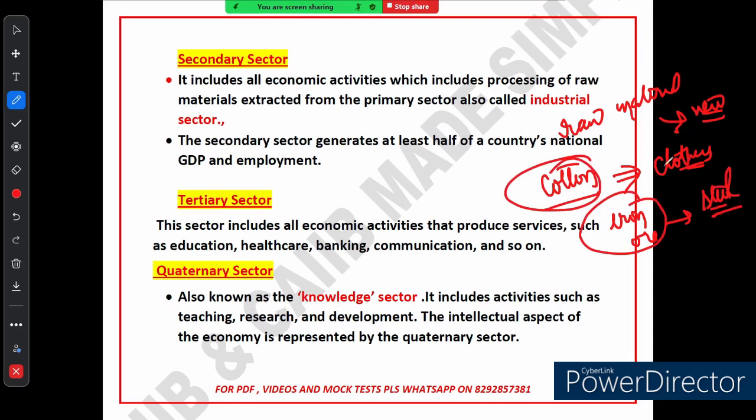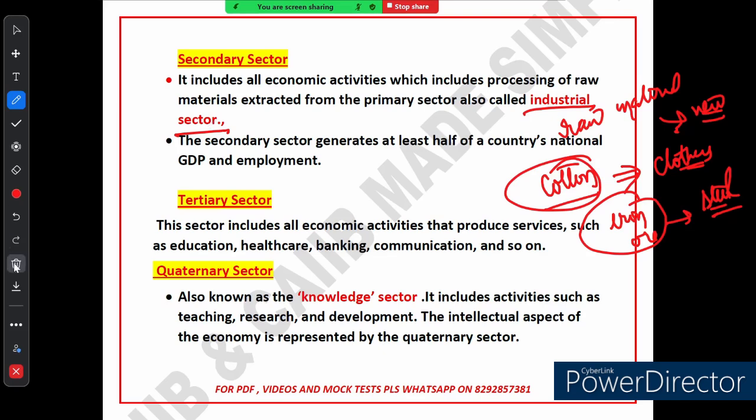This process of turning raw material into finished goods is what we call industrial activity. You might have seen the word industrial sector written. So the conversion of raw material into finished goods is called industrial activity. And the secondary sector is very crucial, so let me show you its importance. First, we have understood what the secondary sector is all about: converting raw material into finished goods.